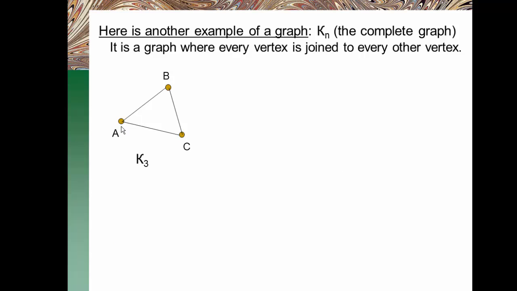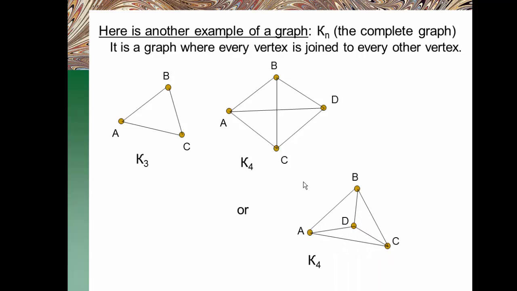Notice that this vertex is connected, or is joined, to every other one, which are B and C. Same with B: B is joined with A and C, and C is joined with B and A. Here is K4. A is joined to every other vertex, B is joined to every other one, and so forth. K4 here is represented in a different way graphically, but it's the same graph.